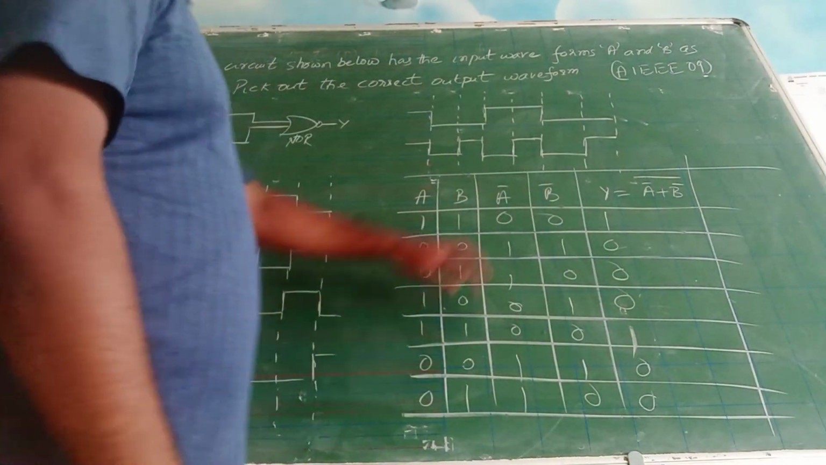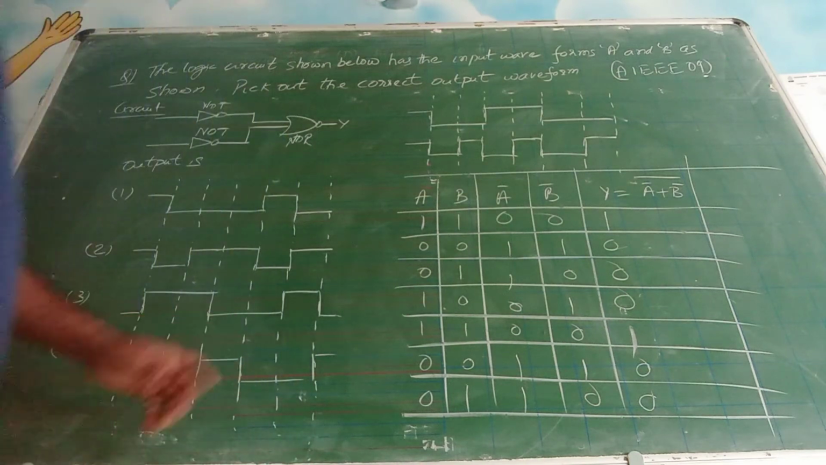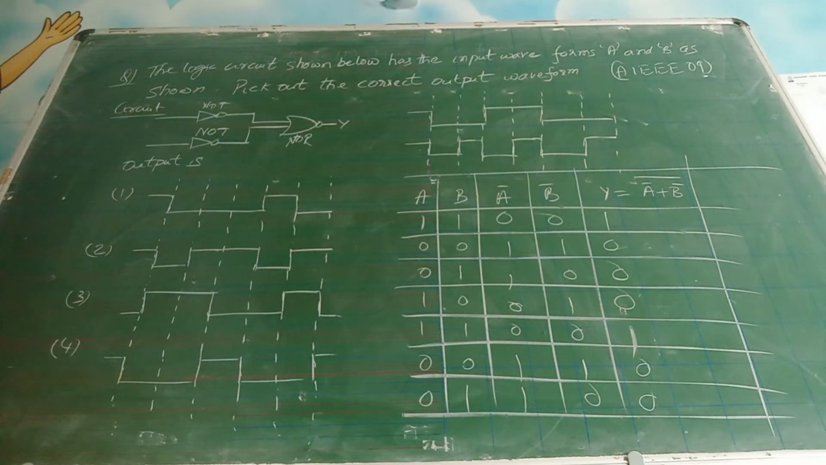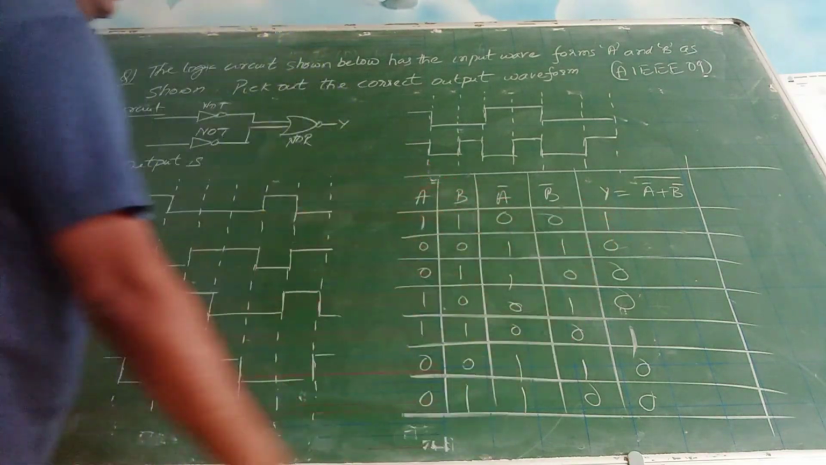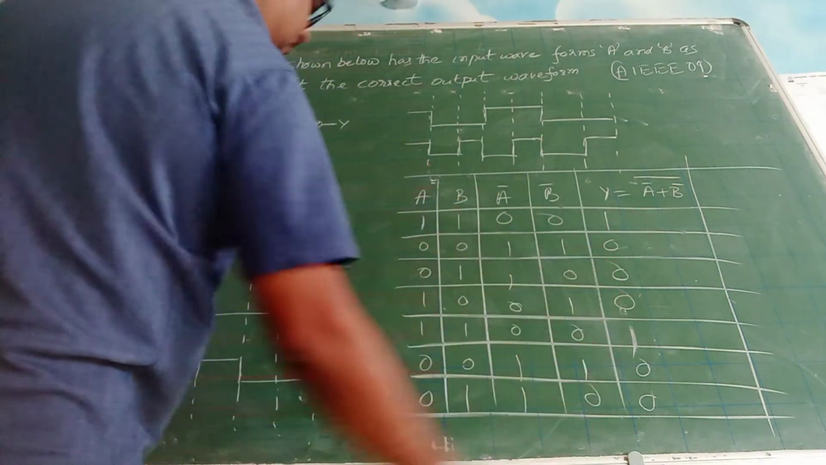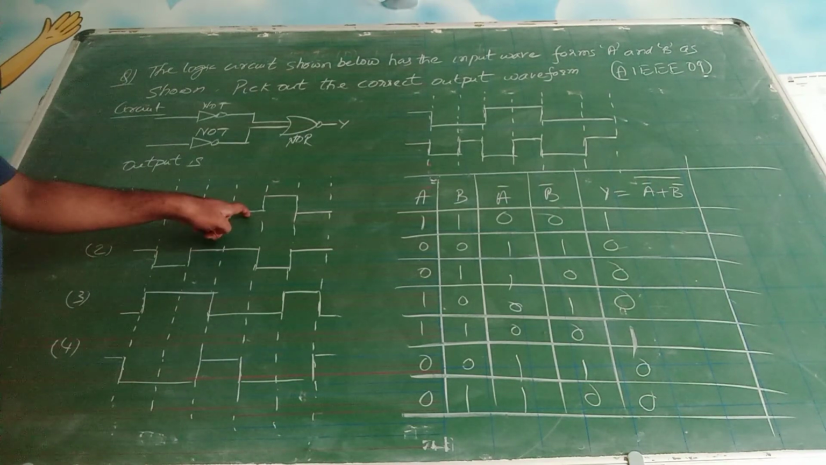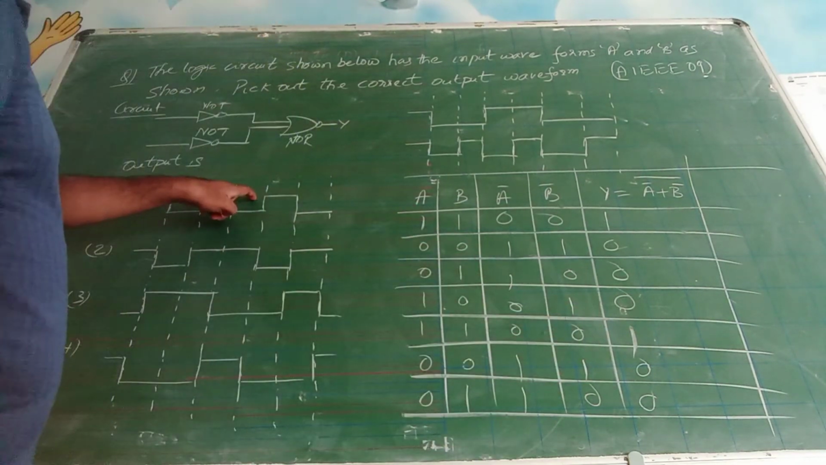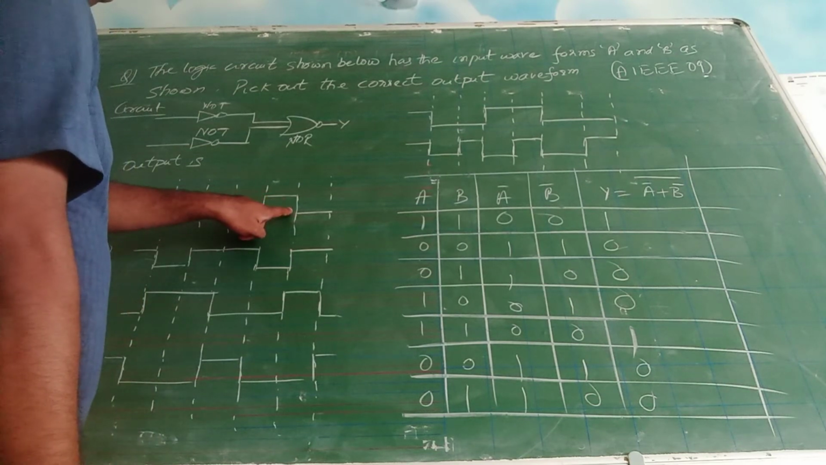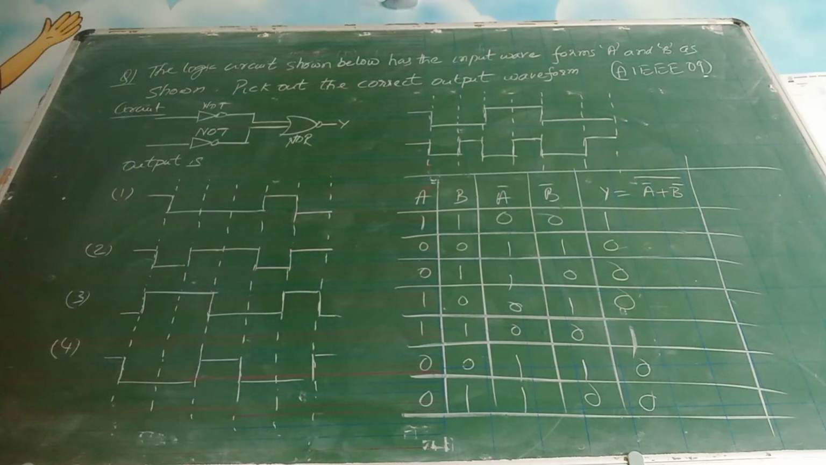So final output should be in this format. So we need to check which output is like that. See, first there is 1 and then there are 3 zeros. 1 and there are 1 2 3 zeros, and then you got 1 and then you got 0 and 0. Okay, so option 1 is the correct answer.